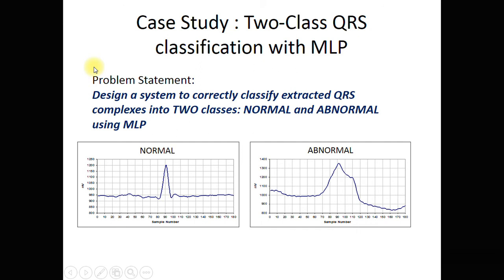Now we start with a case study, 2-class QRS classification with MLP. The problem statement is: design a system to correctly classify extracted QRS complexes into 2 classes, normal and abnormal. A typical normal sample will look like this, whereas an abnormal pattern will look like this. Okay, so you see that there is a distinction in the patterns over here.